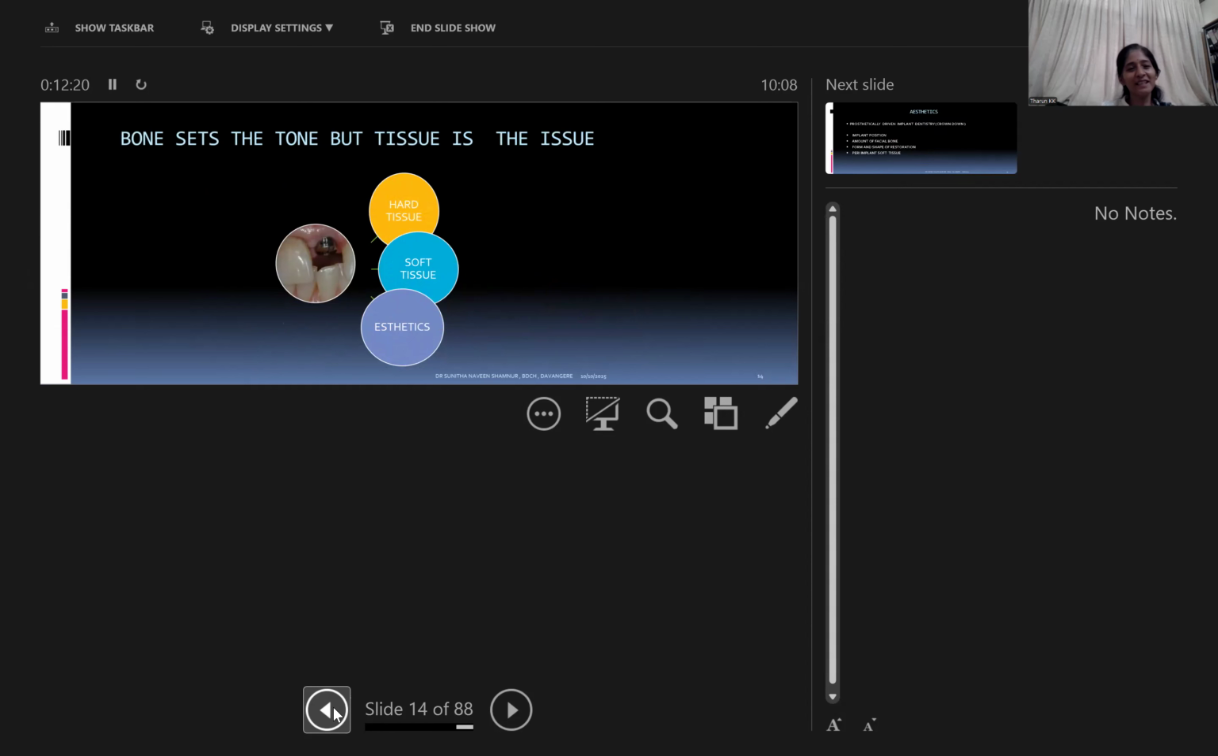Okay, what leads to the success of the implant? It's three main things: hard tissue, soft tissue. And when both the hard tissue and the soft tissue are taken care of, it leads to a predictable aesthetic outcome, which directly gives you a good prognosis for your implant. As you know, Salama said the statement that bone sets the tone, but the tissue is always the issue. You take care of the soft tissue, then automatically you are halfway there, and then you have a predictable outcome.